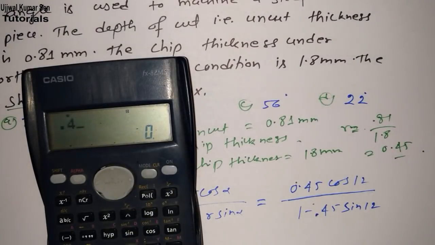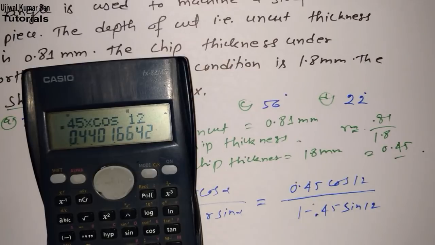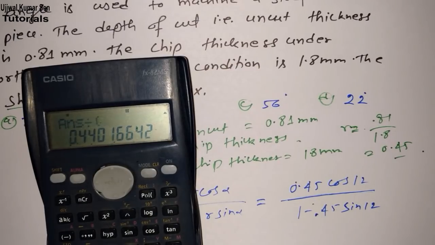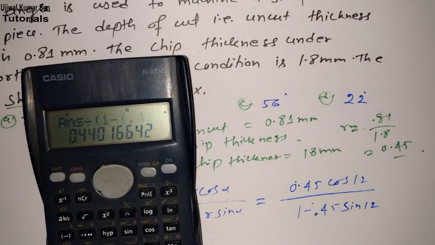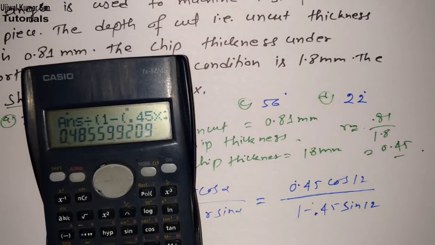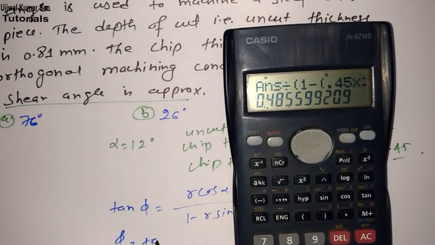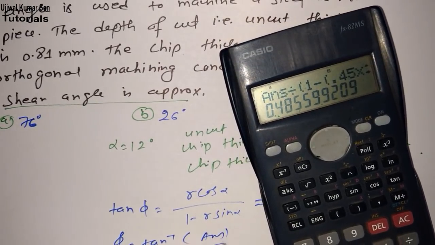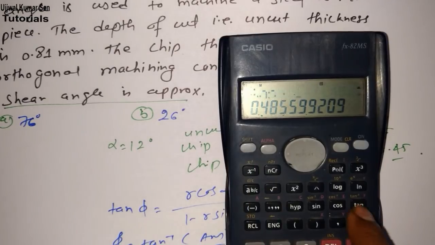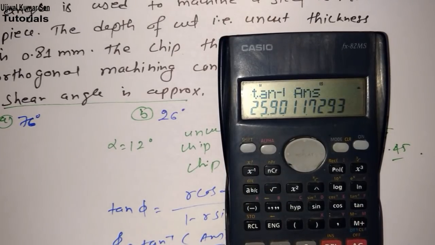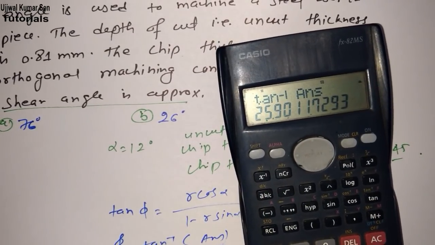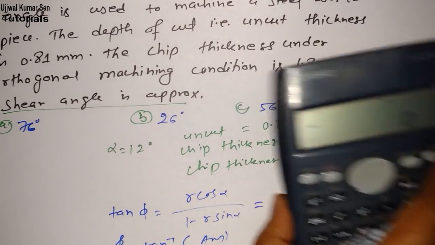So what did we get here? 0.45 multiplied by cos 12 is equal to this much, divided by 1 minus 0.45 into sin 12. What we got is 0.48. Now we have to find its inverse, tan inverse of this answer. So tan inverse of the answer is 25.90 degrees.